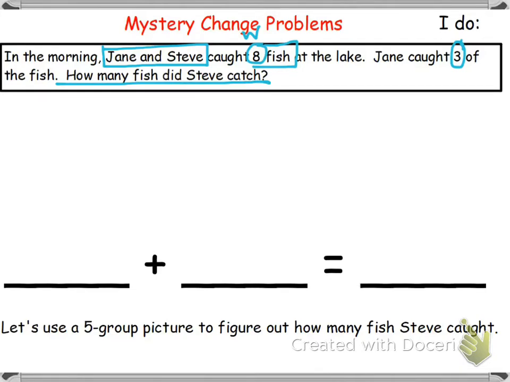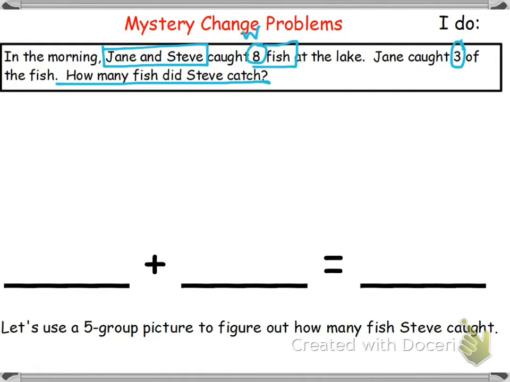Does the word problem tell us the whole? Well, yes, it does. Remember, we just said Jane and Steve. That gives us a big old clue that that 8 is our whole, which is why I put a W on top. Because remember, in math, whole is spelled with a W first, which is why I put a W.